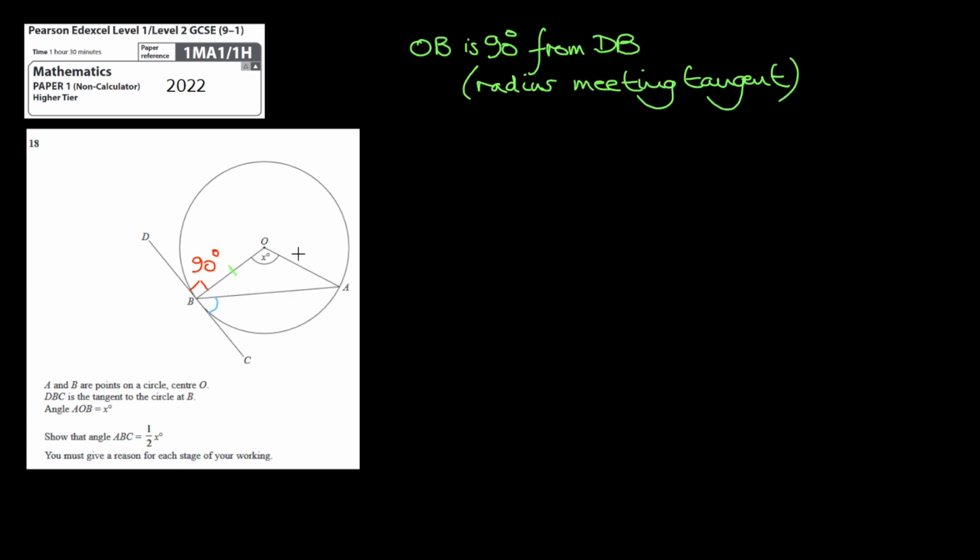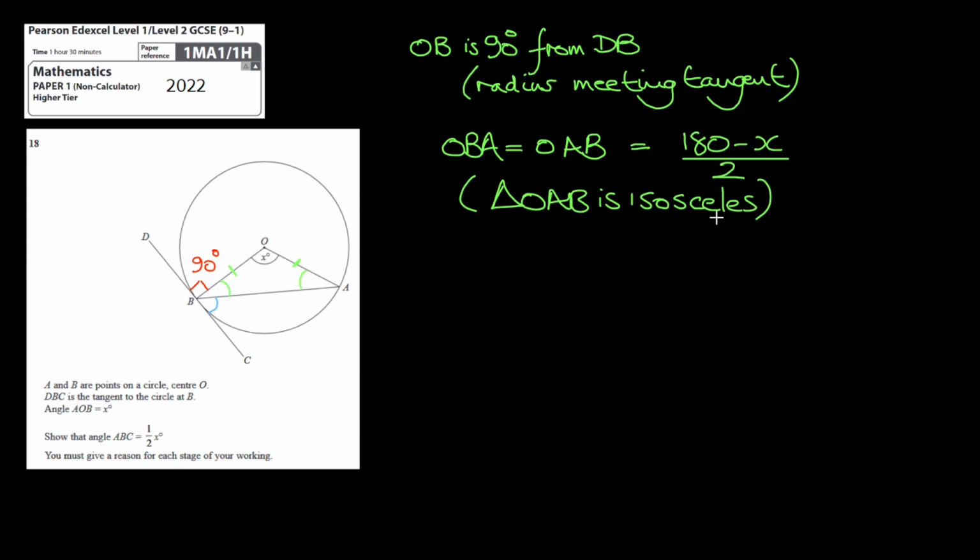Now, because OB and OA are both radii, we're forming an isosceles triangle here, which means that the angles at the bottom of the triangle must be equal. Well, if this is angle x, then 180 minus x is shared between the two of them. And the reason is that triangle OAB is an isosceles triangle.